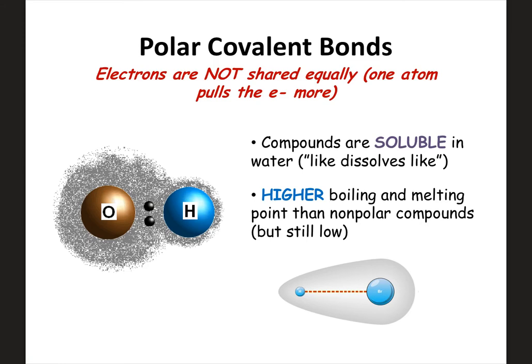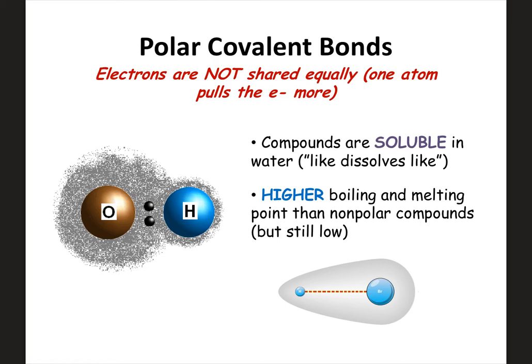So polar covalent bonds are when the electrons are not equally shared. They have an unequal sharing of electrons, so that means one atom is getting the electrons more. Property-wise, they're kind of opposite. These compounds are soluble in water, like dissolves like. Water is polar, so it will dissolve other polar substances. Their boiling and melting points are a little bit higher than nonpolar compounds, but they're still low. They're covalent, and covalent compounds have low boiling and melting points. It's just that these are a little bit higher than nonpolar.